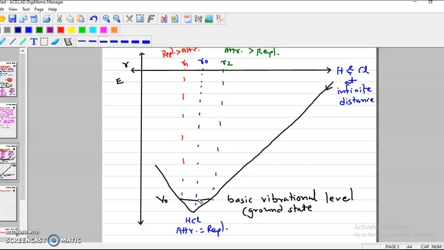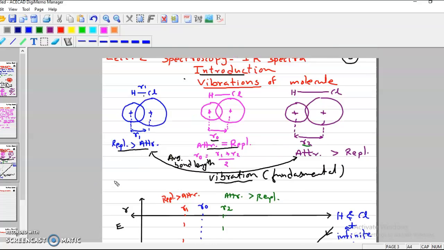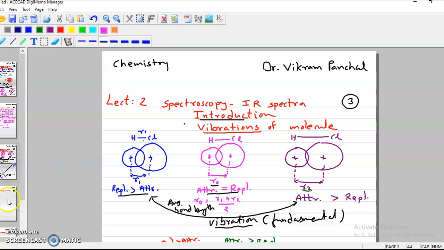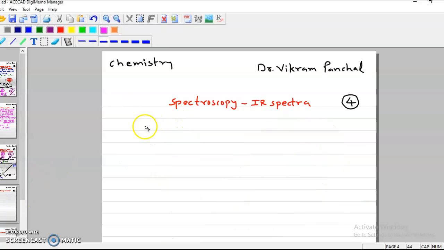Now, when this molecule absorbs infrared radiations, what happens? Let us see this one. So here molecules, HCl for example, absorb infrared radiation. Then what happens? Let us see this one.